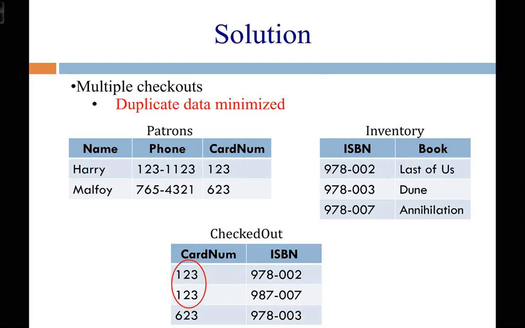So now if somebody checks out 2 books, yes, I do have to say, in some way, that this person shows up in the checked out table twice. But instead of being their name or all of their information, like name plus phone number, it's just one small identifier, card number.